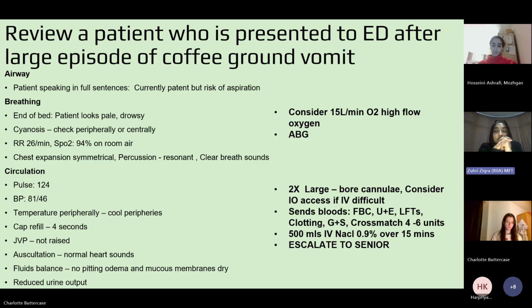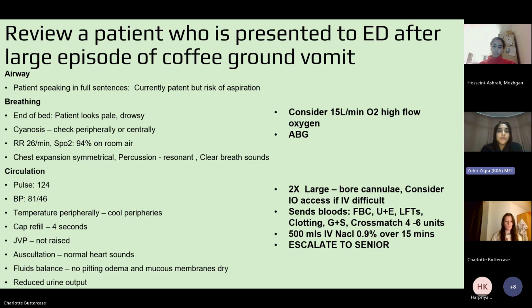So circulation-wise, pulse is 124, BP's on the low side, 81/46. They've got cool peripheries, capillary refill prolonged, JVP's not raised, normal heart sounds, there's no pitting edema, mucous membranes are dry. What would people do after this? Yep, fluid resus. What do you need to put in for a fluid resus? Yep, good. Get 2 wide bore cannulas in. Perfect. And they've got reduced urine output as well.